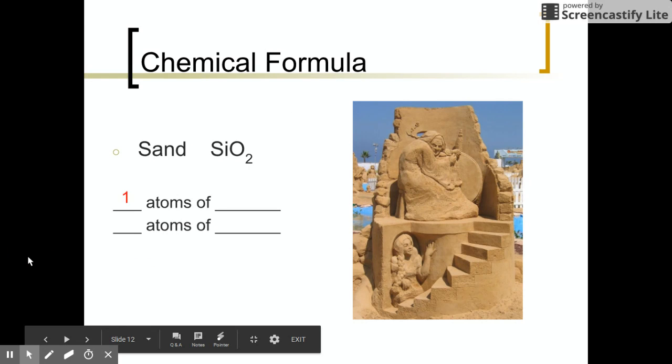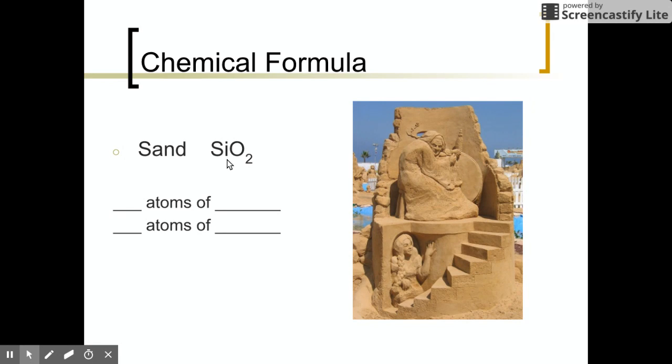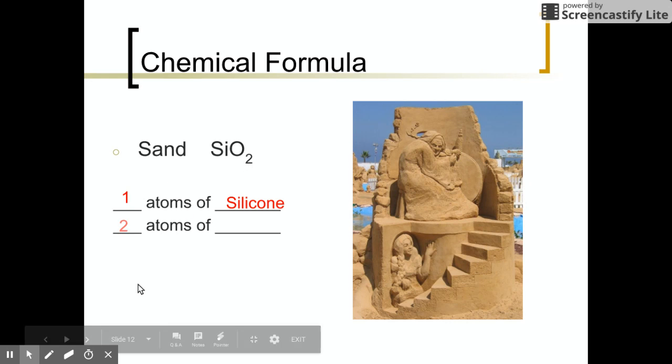Let's try some examples, okay? The very first one, if we look at sand, we know that sand is a chemical formula. Sand is a compound, SiO2. Because the i is lowercase, we know it goes with the S. So Si stands for silicon. There is no subscript after it, which means that we only see one of the Si. That tells us there's one atom of silicon. Look at the O. We see the subscript 2, which tells us there are 2 atoms of oxygen. And there you have it, just that simple.